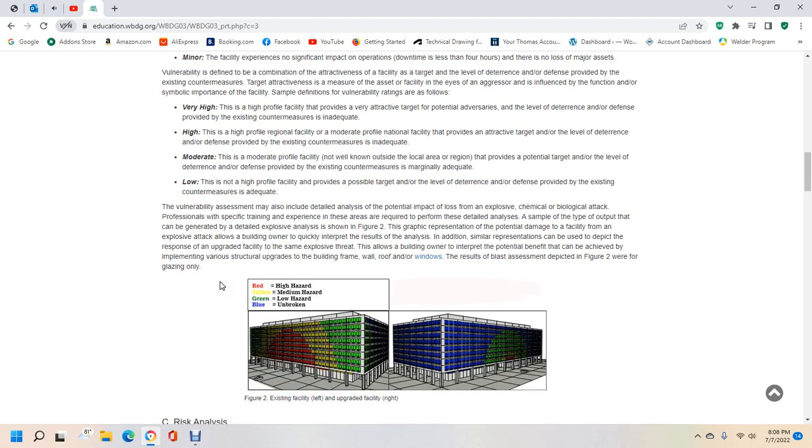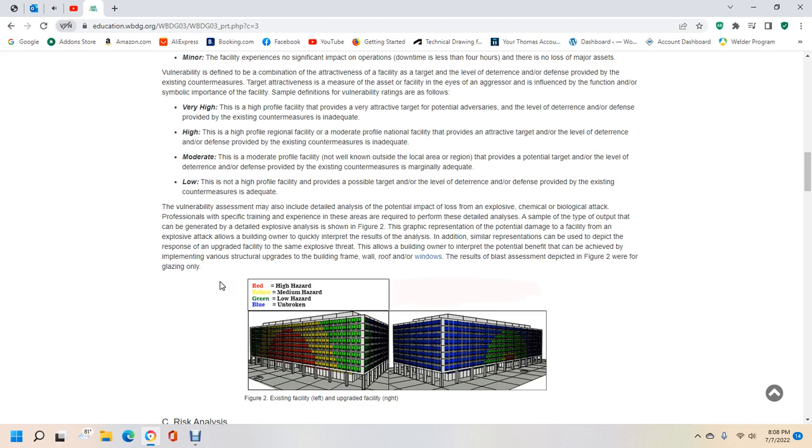The vulnerability assessment must include detail of the potential impact of loss from exposure to a chemical or biological attack. A professional with specific training and experience is required to perform the detailed analysis. A sample of the type of output that conveys the detail of the exposure analysis is shown in Figure 2. The graphic represents the potential damage to the facility from exposure to attacks, for the building owner.